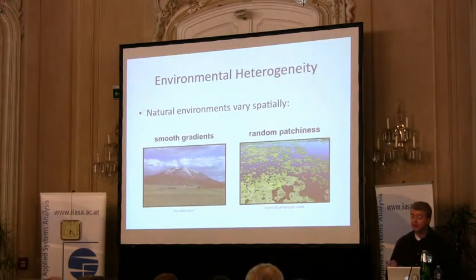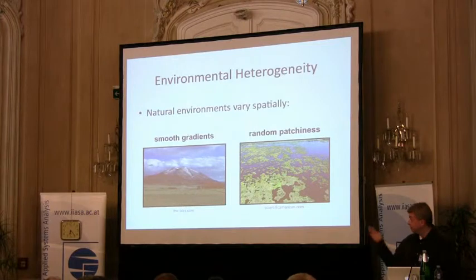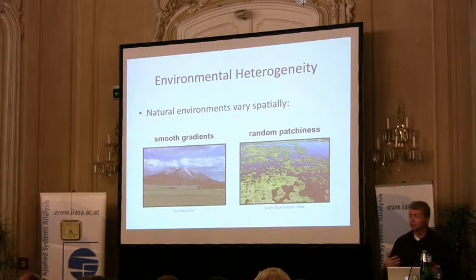There can also be random patchiness in the environment. This rather extreme example is of a tidal wetland, but in any forest or meadow or any kind of environment, there are spots that are dry or moist or hotter or cooler. This sort of patchiness is very common.